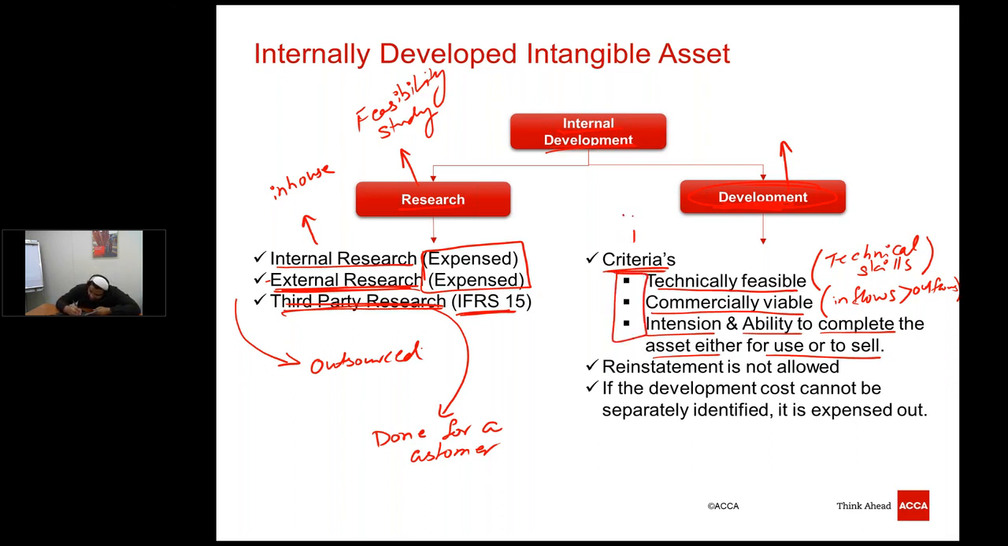Apart from this, there are two more, which we have already discussed in purchased asset. The cost can be measured reliably and the probable economic benefit should be there. So total 5 criteria: cost reliably measurable, economic benefit should be there, it should be technically feasible, it should be commercially viable, and the intention and the ability should be there to complete the asset, either for use or to sell.